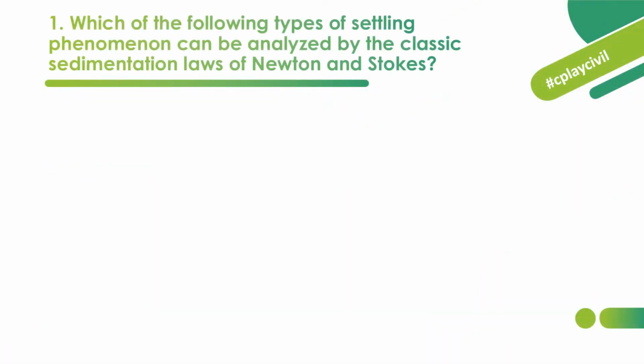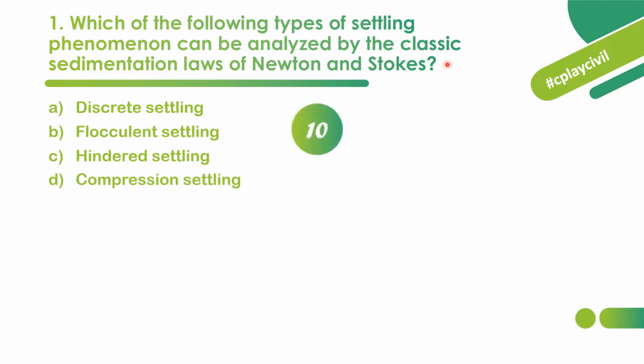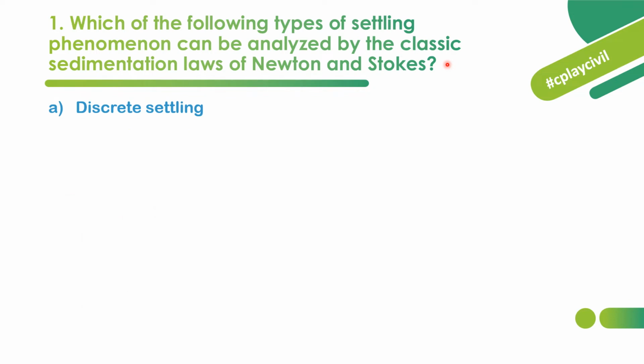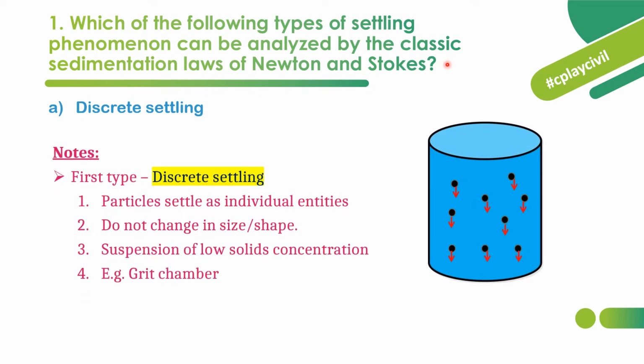Which of the following types of settling phenomenon can be analyzed by the classic sedimentation laws of Newton and Stokes? Now we have four types of settling phenomenon: discrete settling, flocculent settling, hindered settling and compression settling. So which type will be applicable to Newton and Stokes sedimentation laws? The discrete settling phenomenon will be applicable to Newton and Stokes.